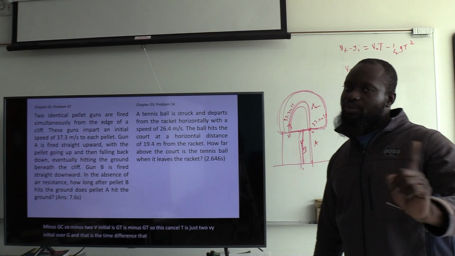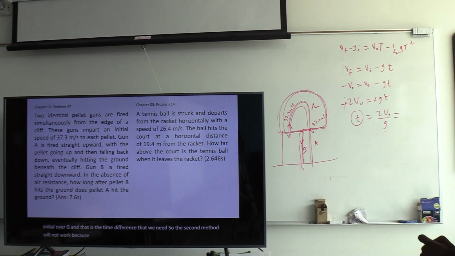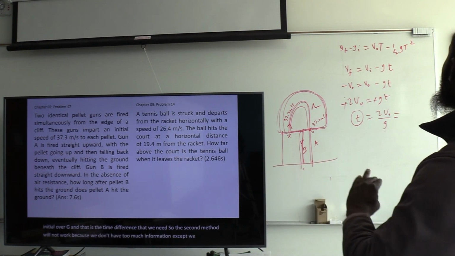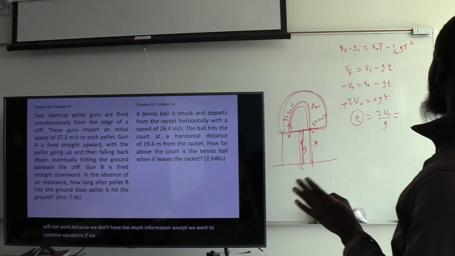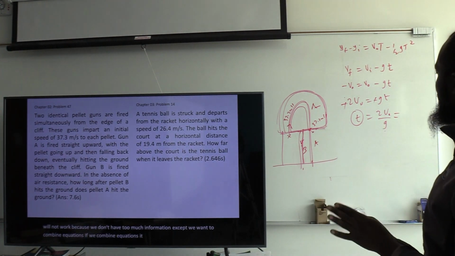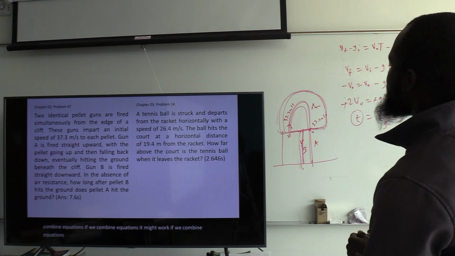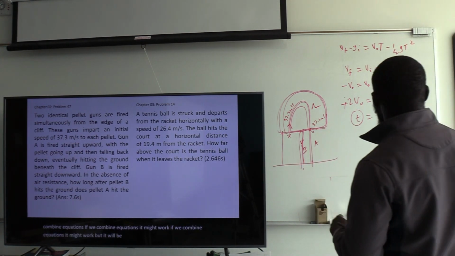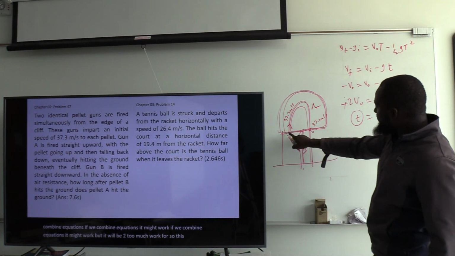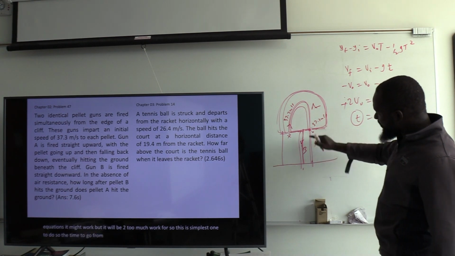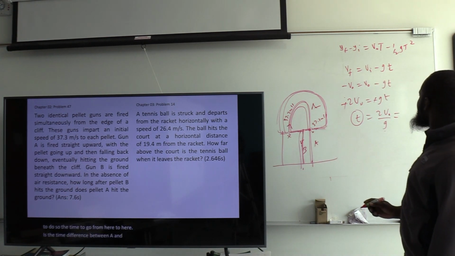So the second method will not work because we don't have enough information, except if we combine equations. If we combine equations, it might work, but it will be too much work for us. So this is the simplest one to do. So the time to go from here to here is the time difference between A and B. Okay?